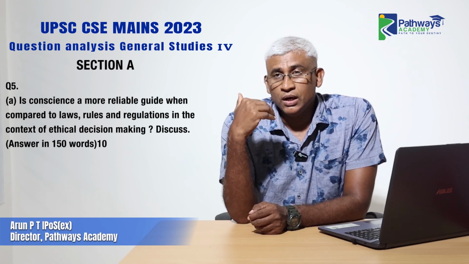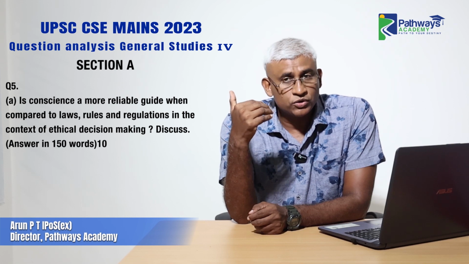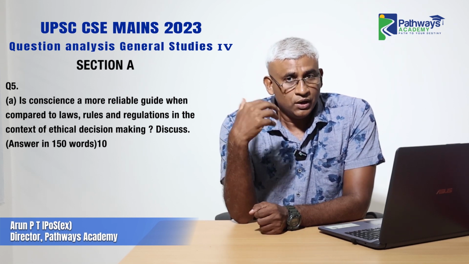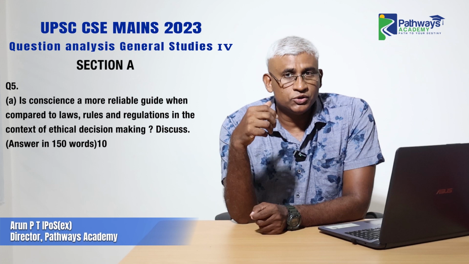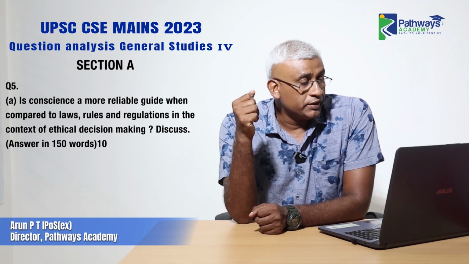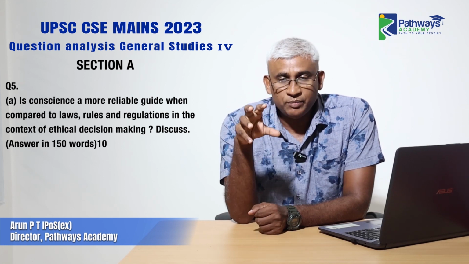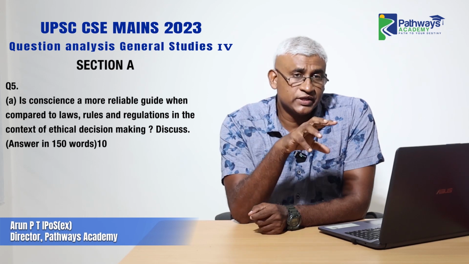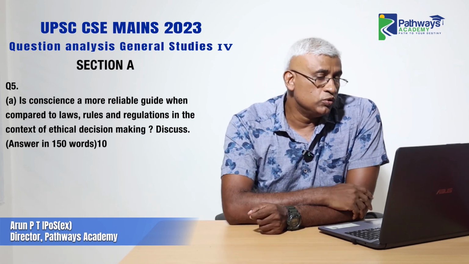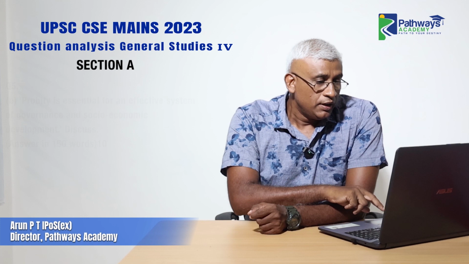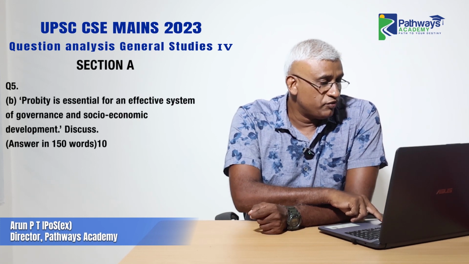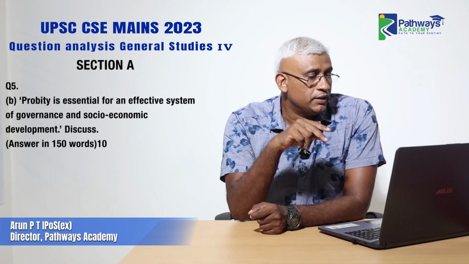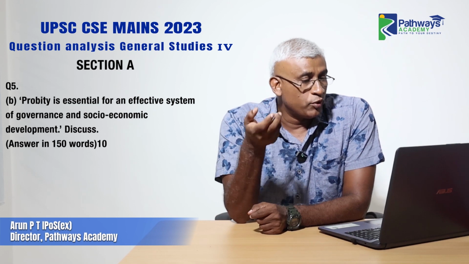If you have to go against the law or rules because your conscience says it, only when both sides are there, you'll be able to take a clear ethical decision. So it's more about decision making and the role played by conscience vis-a-vis the importance of rules and laws and regulations. Then question 5B, we have the emphasis on the concept of probity.